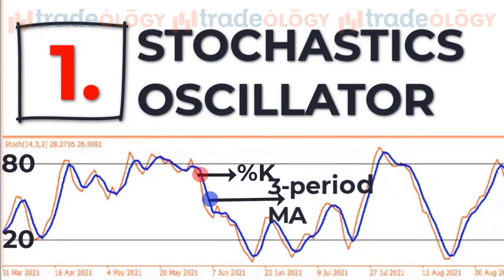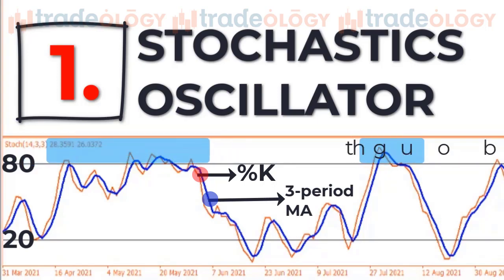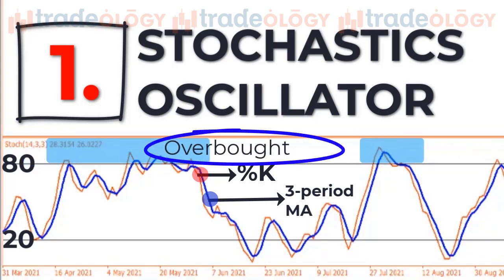of the %K curve. When two lines are above the upper level of 80%, marked with blue zones at the top, the instrument is overbought. When they fall below the bottom horizontal line of 20%, red zones in the bottom, it's oversold.